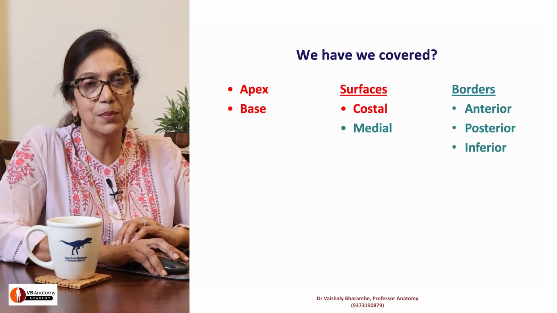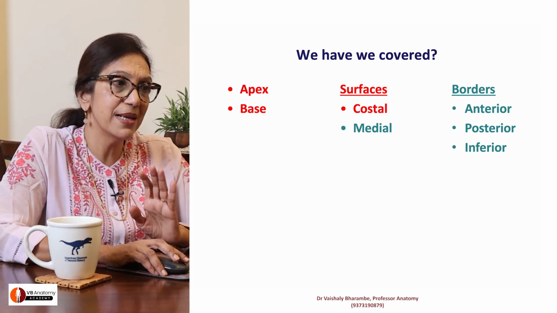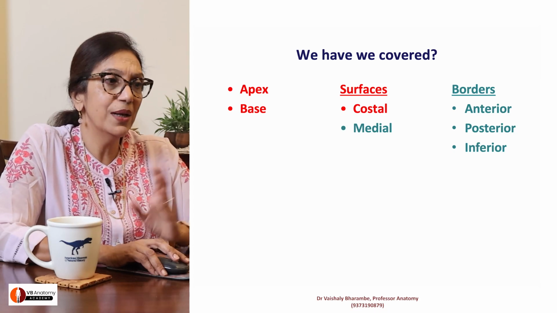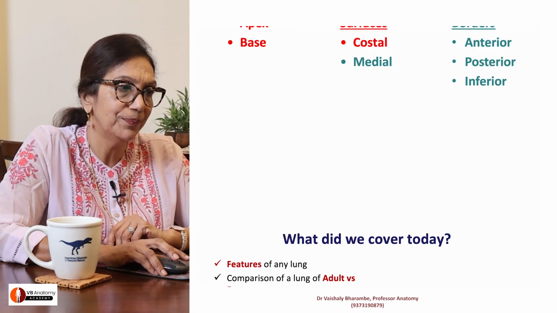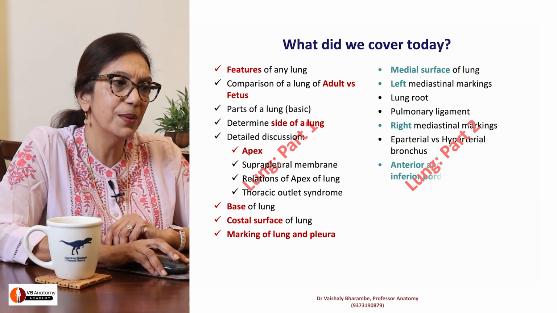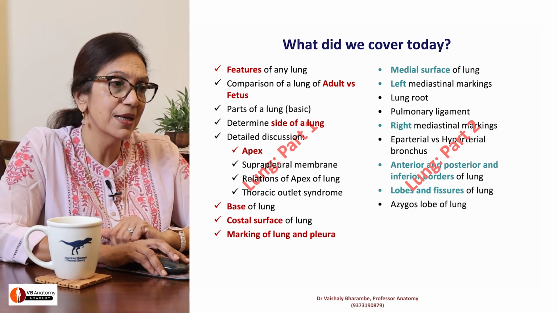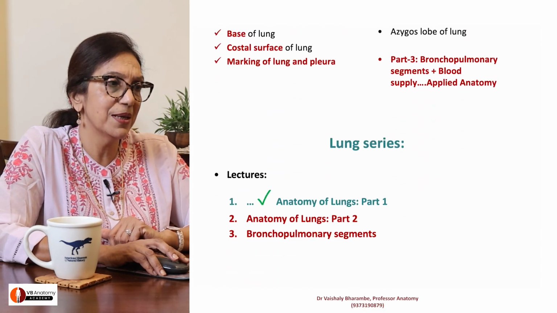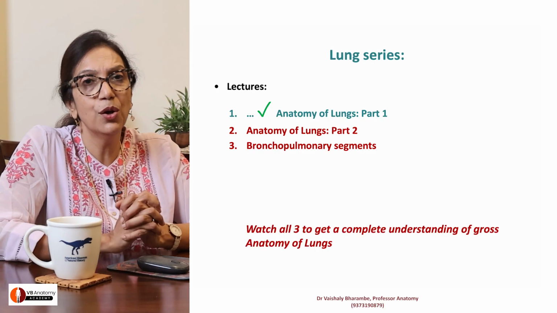So what have we covered up till now? We've covered the apex of lung, thoracic outlet syndrome, base, costal surface. At this point, we need to stop. Lung part 2 will cover the rest. Medial surface, anterior, posterior, inferior borders and much more. So that was lung part 1 and this is going to be lung part 2. Right and left lung and their medial surface, markings, lobes and fissures, and finally there will be part 3, bronchopulmonary segments. Watch all 3 to have a complete understanding of the lung.